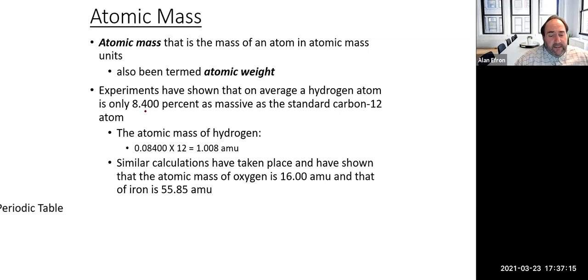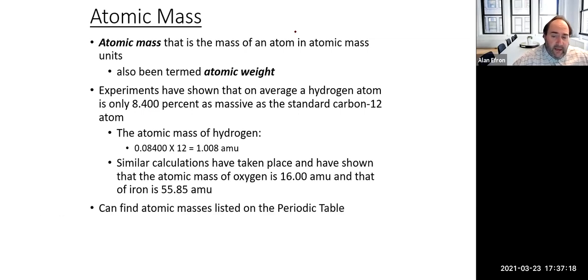And similar calculations, like the one I talked about with hydrogen, were done to figure out everybody's atomic mass. You can take 8.4%. Remember, when you convert a percent into a decimal, we're moving 2 places to the left, which is why the decimal is moved over. Times it by 12, again, gives you that number that we see on the periodic table underneath hydrogen. Similar calculations were done for things like oxygen and iron. And again, those are basically how we get those numbers that are on the periodic table.